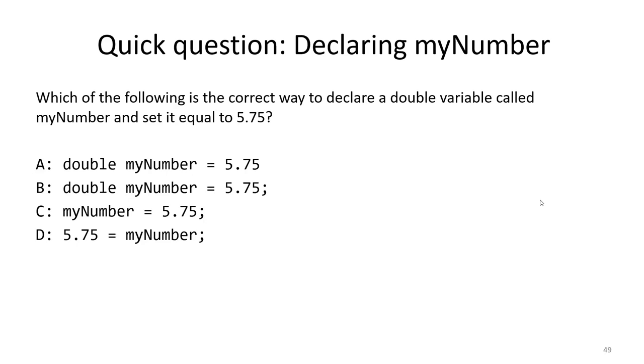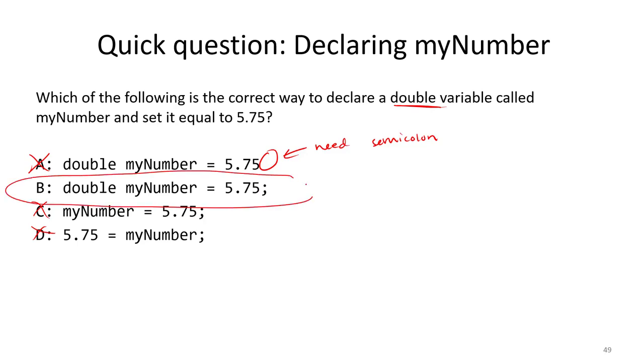Well, we always need a semicolon after our statement, so choice A would be incorrect. We need a semicolon. Also, notice we need to declare a double variable. So C and D are incorrect because we need to specify that it's double type. And in choice D, the ordering is wrong. The correct answer here is choice B. It uses the correct syntax, and it correctly initializes to 5.75.